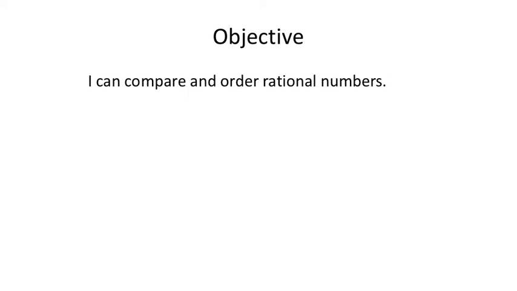Here's our objective for the day. I can compare and order rational numbers. Take 30 seconds and copy this down, please. All right, just so we understand, when it says rational numbers right here, it's talking about decimal values, fraction values, but it would also include just regular numbers like 2 or even negatives for that matter. So we need to be able to compare and order those rational numbers.